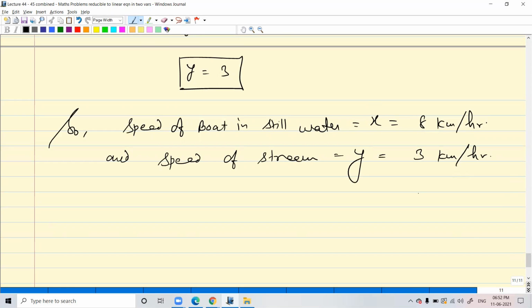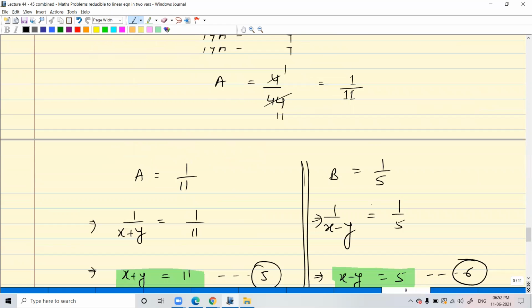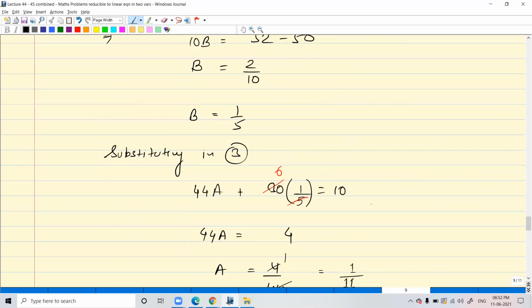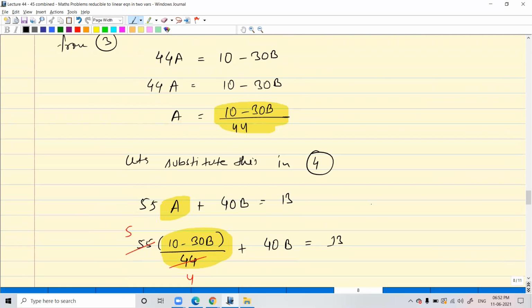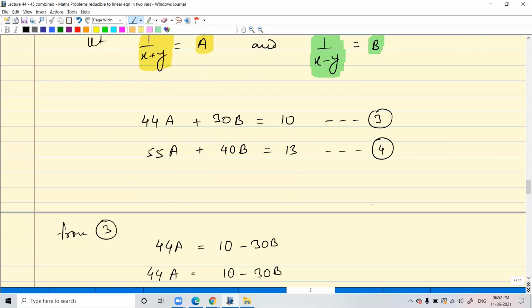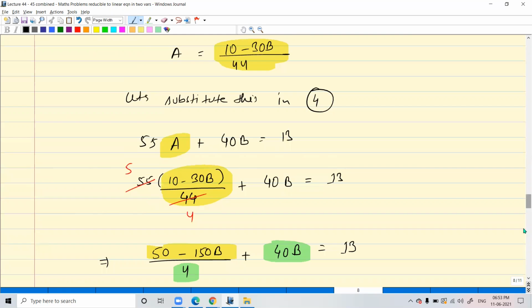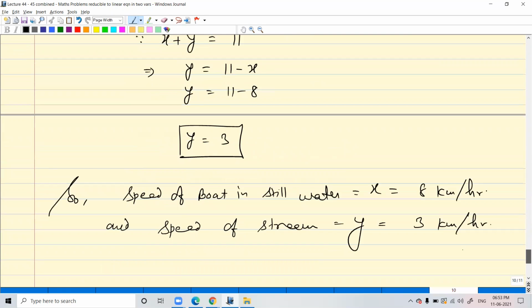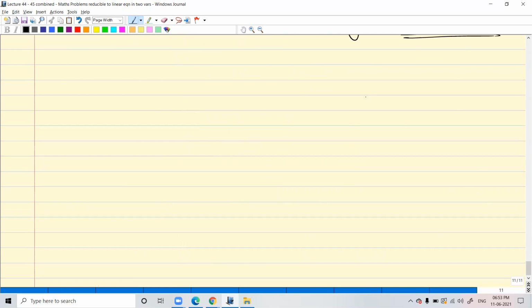Okay. So whoever got stuck in the middle, you would have made some silly calculation mistake. Just try to redo it. It doesn't matter which equation you take, which one you choose as A or B. Ultimately, you should get the same x and y. So the speed of the boat in still water will come to be 8 kilometer per hour, and the speed of the stream will be 3 kilometer per hour. This final answer should be the same. Rest, anything you can assume, any variable.